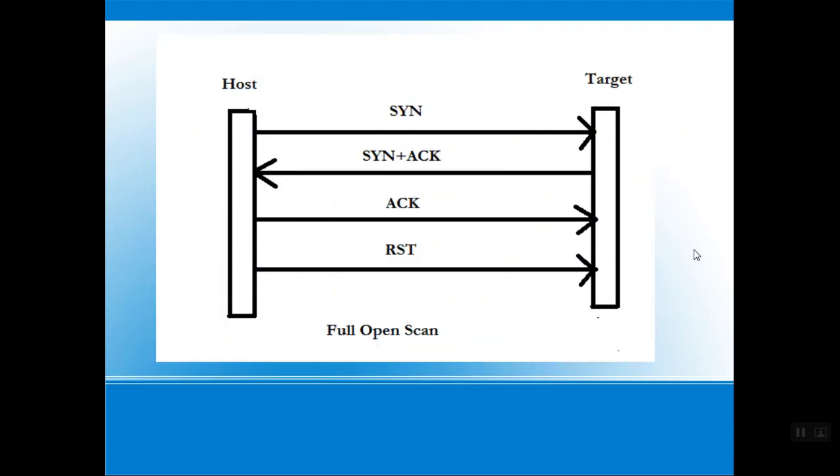The host first sends a SYN packet to the target server. The target server responds to the host with a SYN plus ACK packet. Now the host will respond with an acknowledge packet, and along with it, it will also send a RST packet. The command for full open scanning is nmap space -sT and space a URL or IP address.